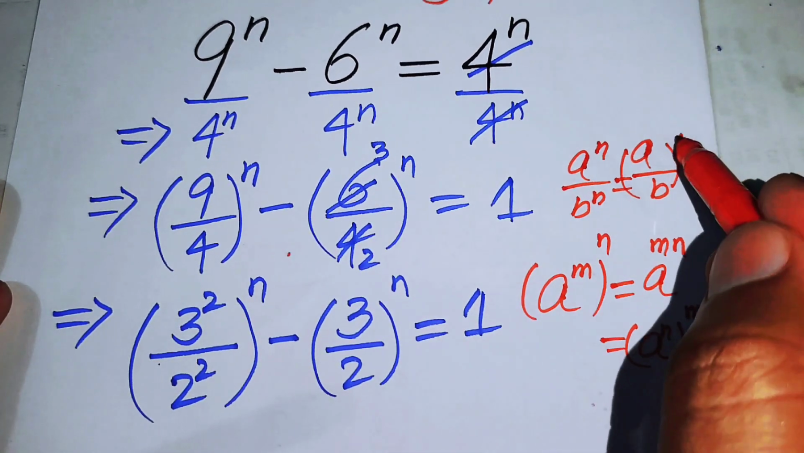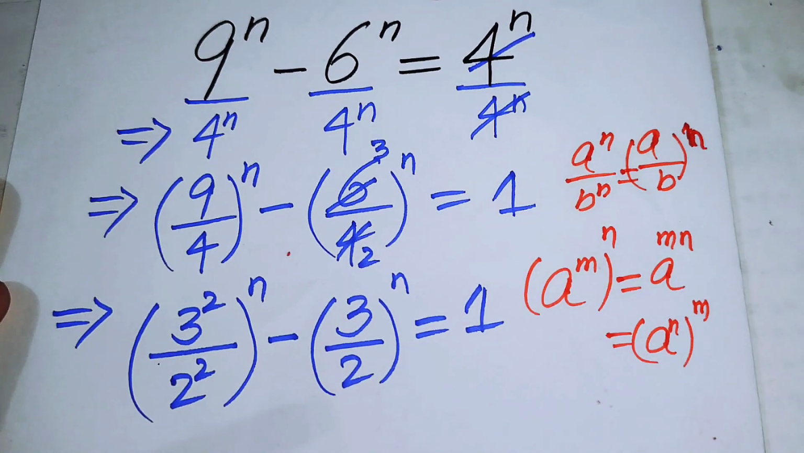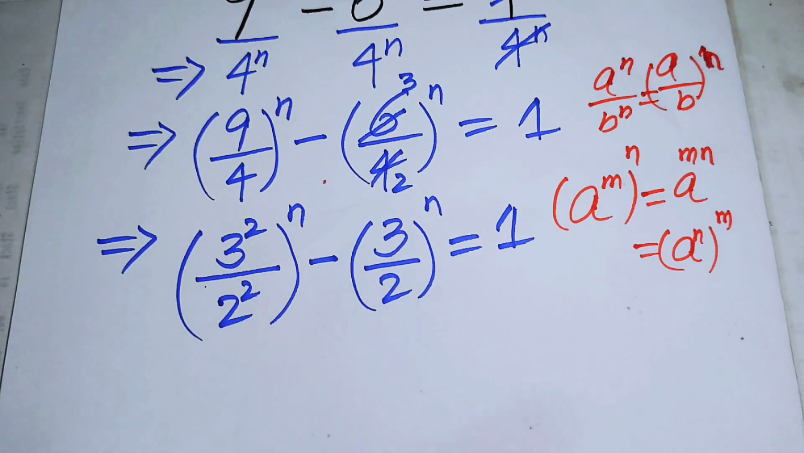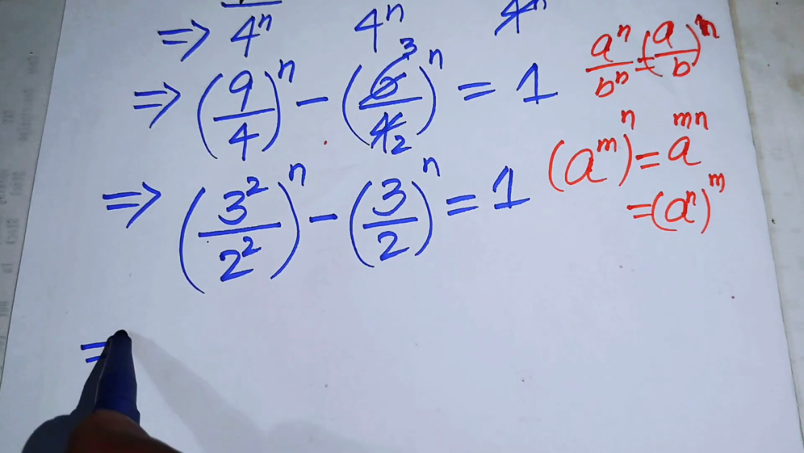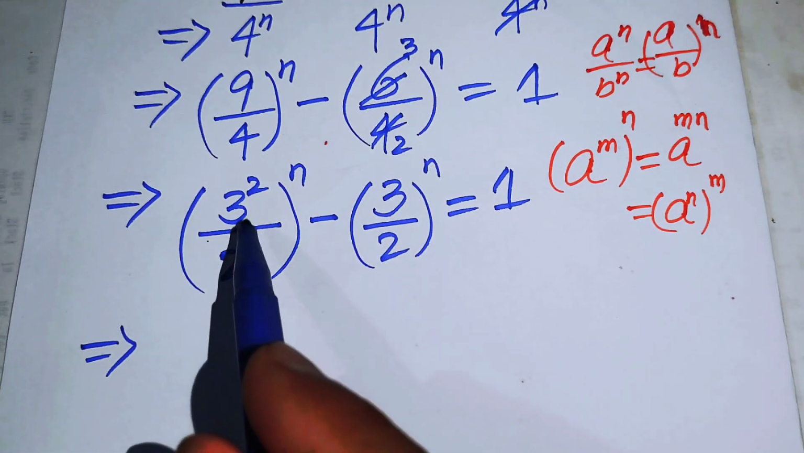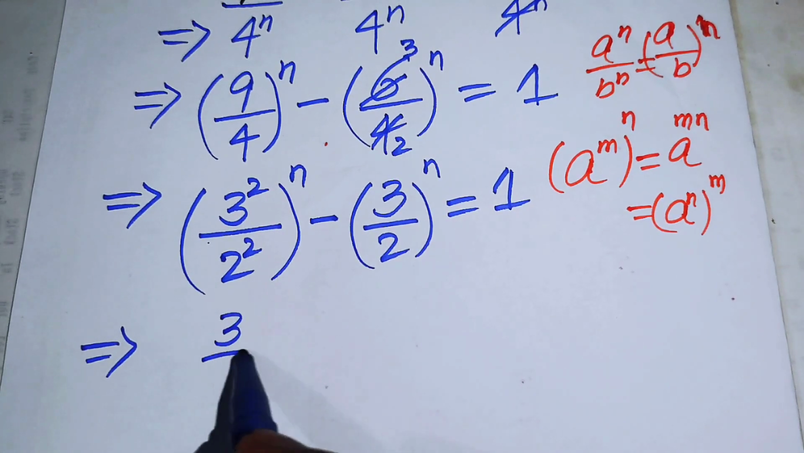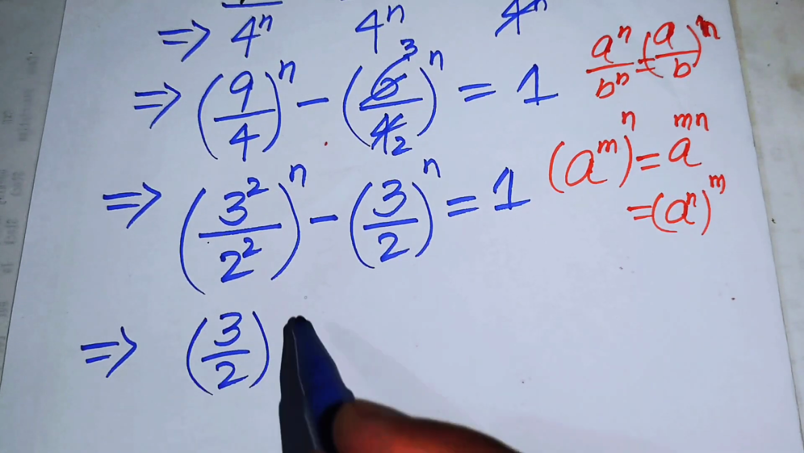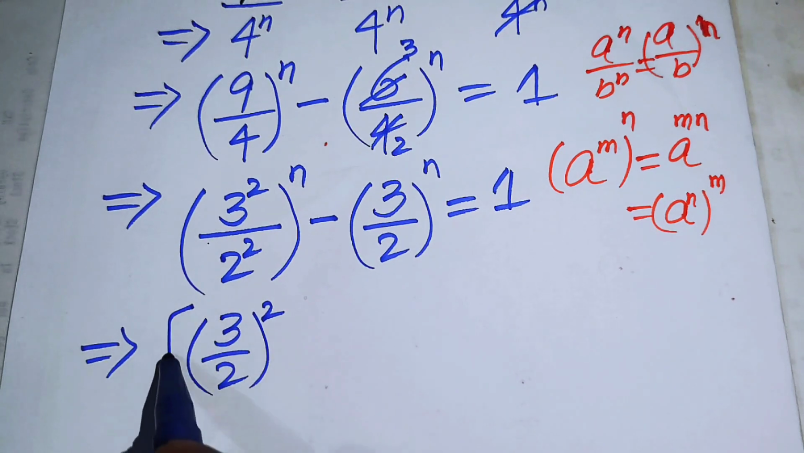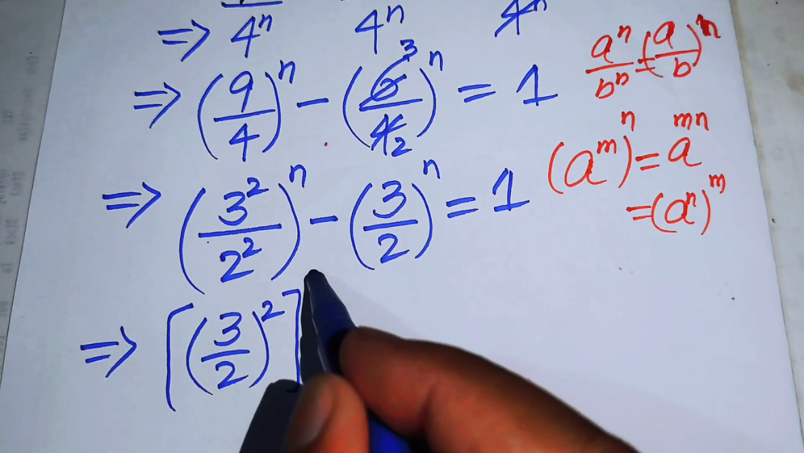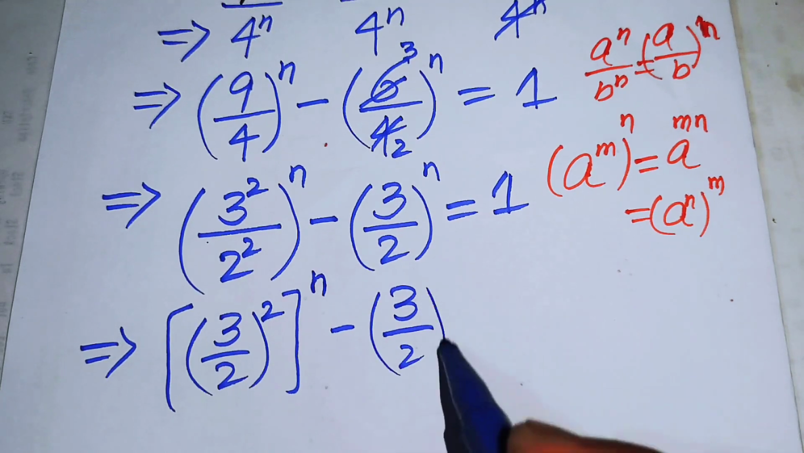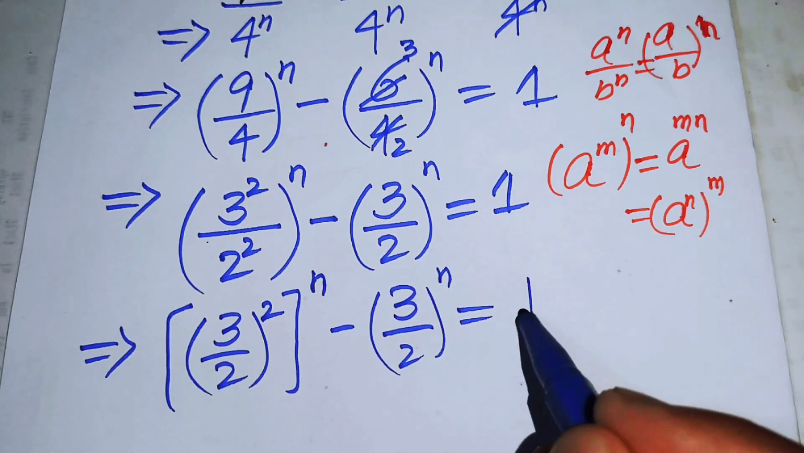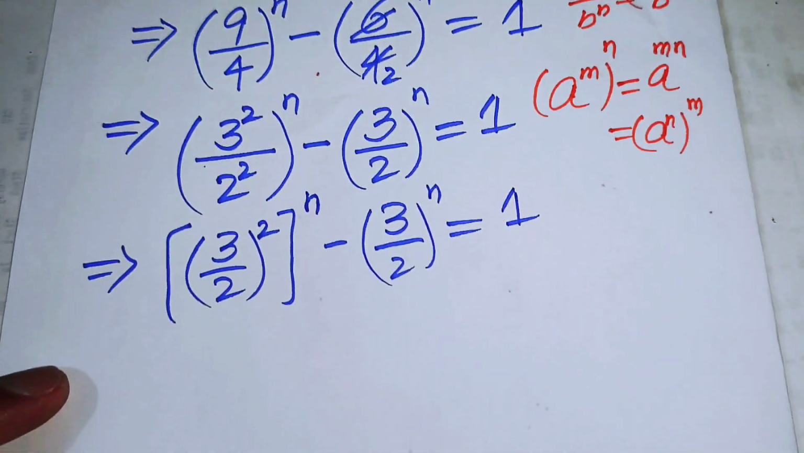So now we use these two exponent laws in this expression, so this expression will be rewritten as, here we first combine this exponent and write 3 over 2 and its whole square and its whole power n minus 3 over 2 to the power of n is equal to 1.